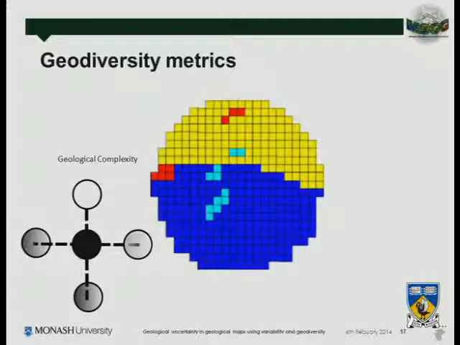There's the geological complexity, which is the short distance. So for example, at this location here, the complexity would be 2 because there's the lithology of that cell and then the other lithology around it, whereas in here it will be 1 and here it will be 3.